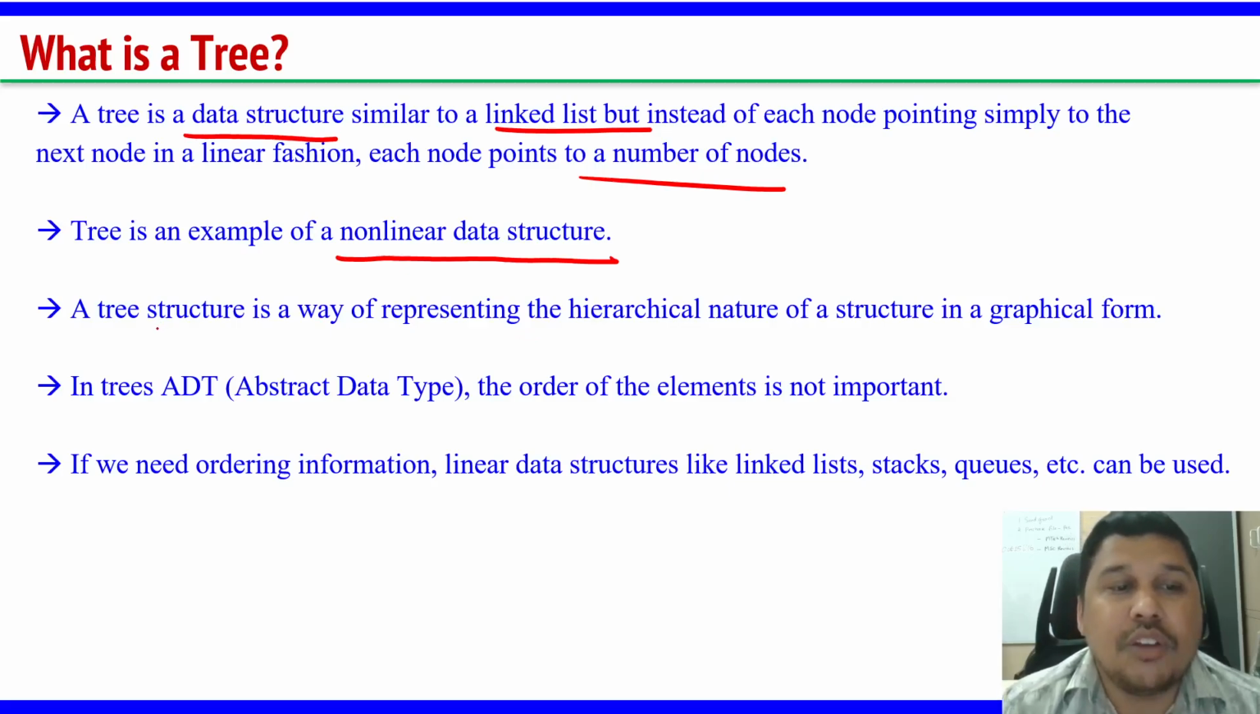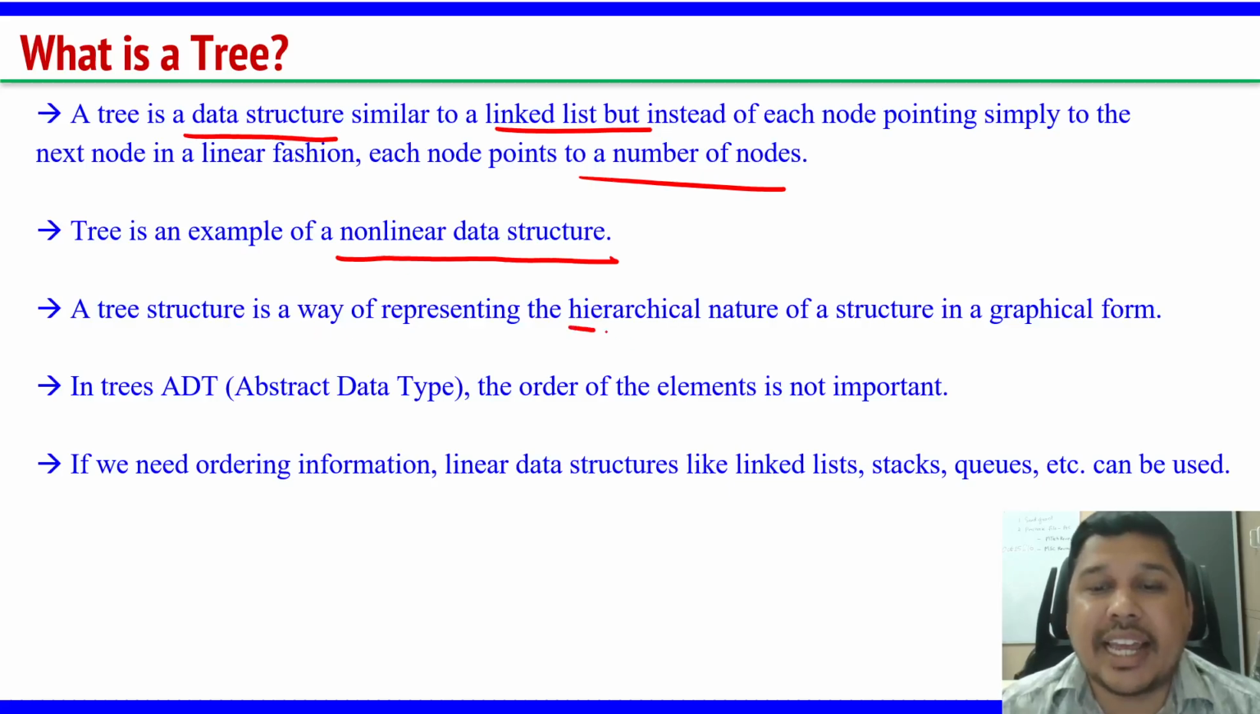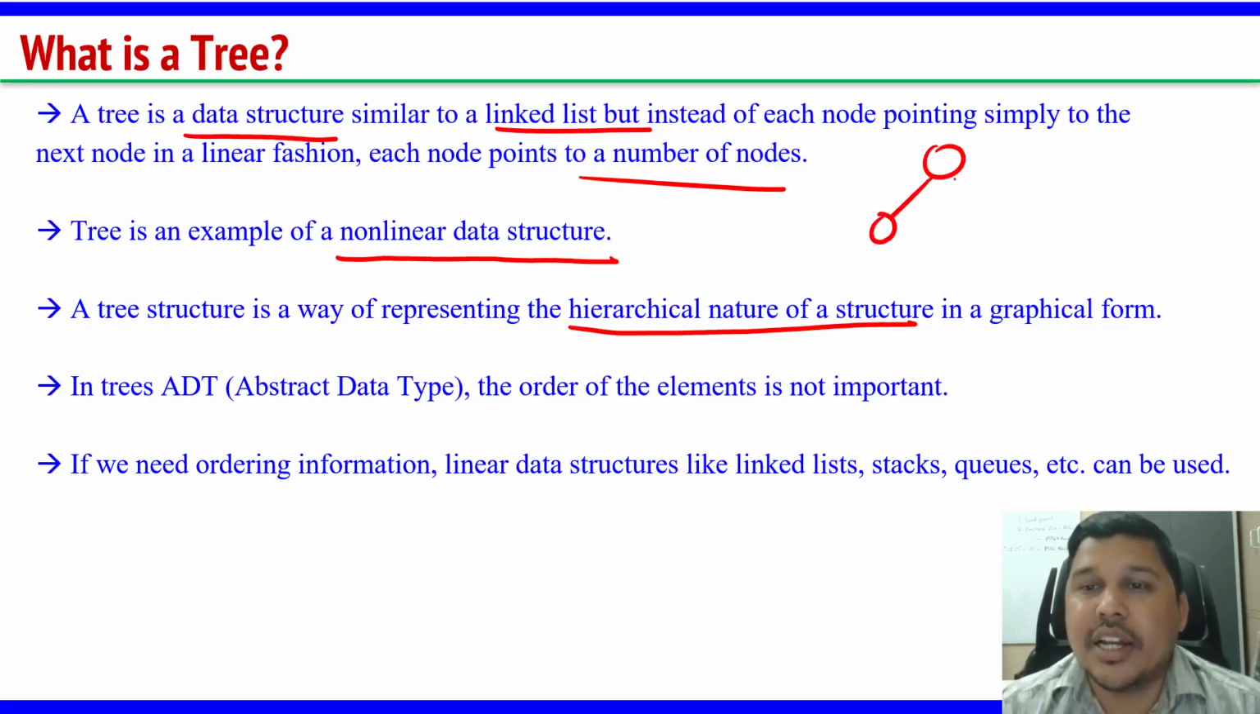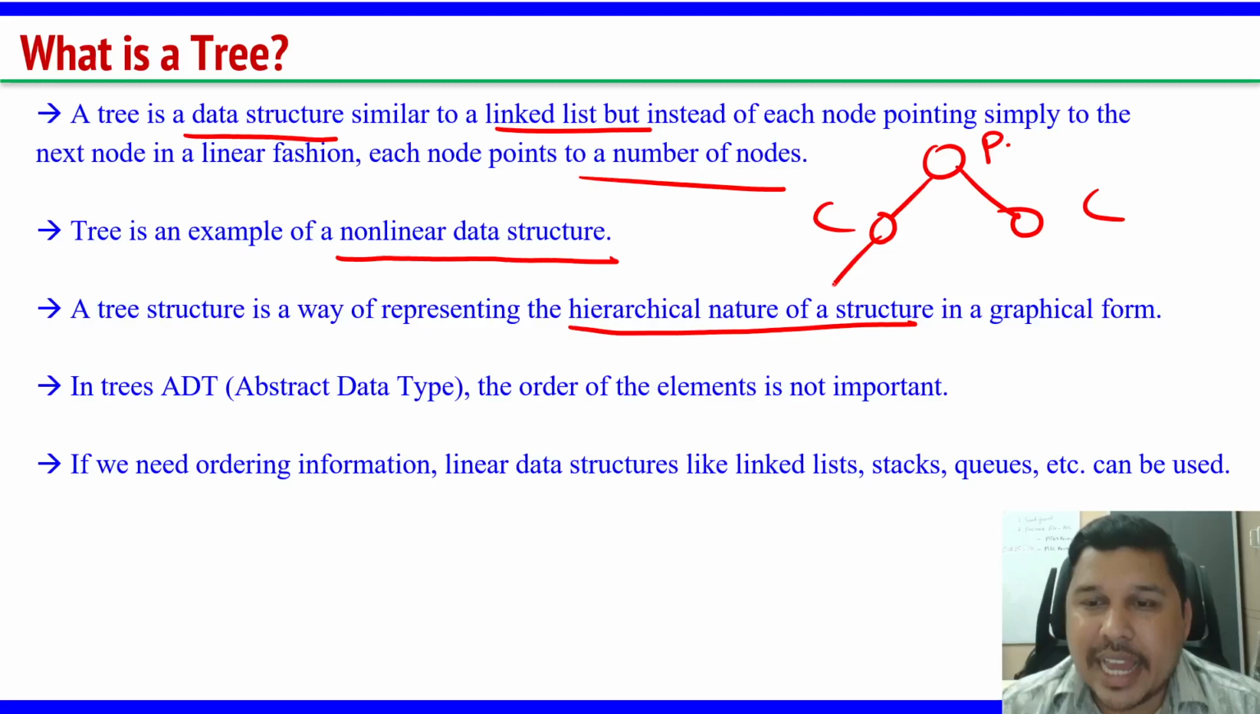So we use the tree structure. A tree structure is a way of representing the hierarchical nature of a structure. Hierarchical, meaning, in hierarchical you understand the inheritance concept. This is your parent class, these are your child classes, and the child classes are deriving. To show such hierarchical properties, we use the tree data structure.